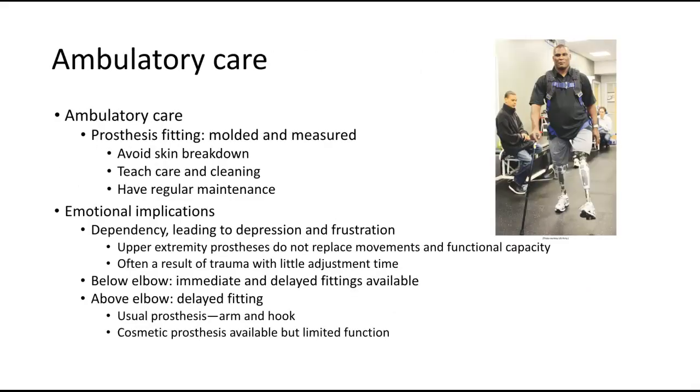And then again, in the outpatient setting, they'll get fitted for their prosthesis. They'll be taught how to care for it. Again, we need to make sure that we're taking care of them emotionally as well. And if somebody has had an upper extremity amputated, those prostheses don't give the same type of movement and functional capacity. Below the elbow, immediate and delayed fittings are available. Above the elbow is going to be a delayed fitting, and it's usually going to be that kind of arm and hook. There are some cosmetic prosthetics, but they really are there for cosmetic, and there isn't any function to them.